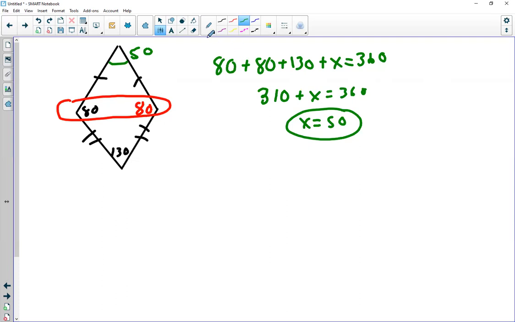Oh, I did the math wrong. Oops. 80 plus 80 plus 130 is 160 plus 130, which is 290. 360 minus 290 is going to be 70. So this is 70. There we go. My fault on that.